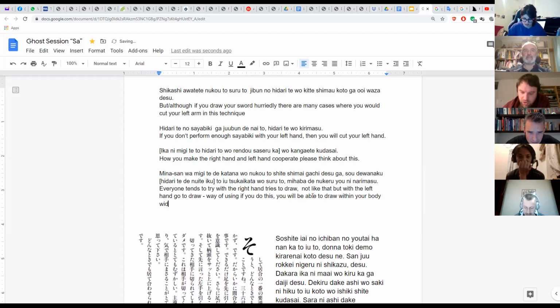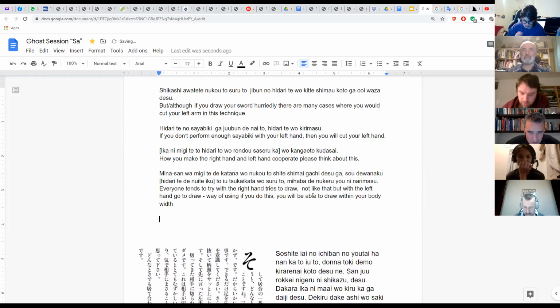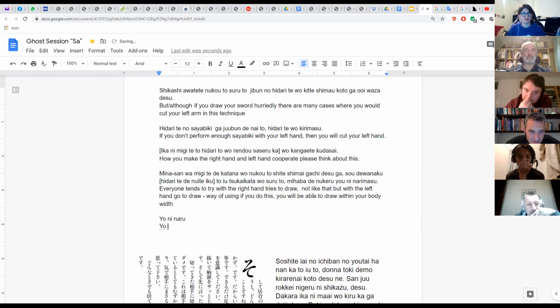This is a nice grammatical thing where we've got both you ni naru and you ni suru. So this means nukeru you ni, so be able to draw. You will change to doing this, as you will change to being able to draw within your body width. So this is a bit of a callback to tame ni and you ni.